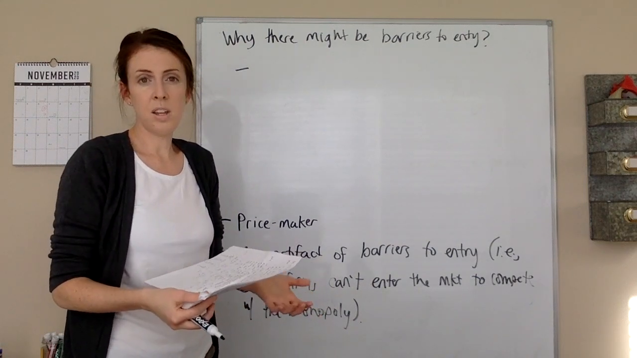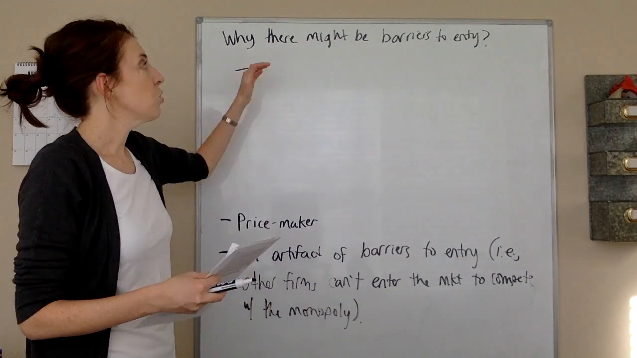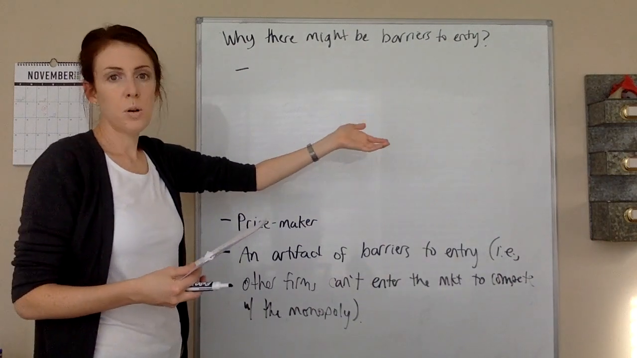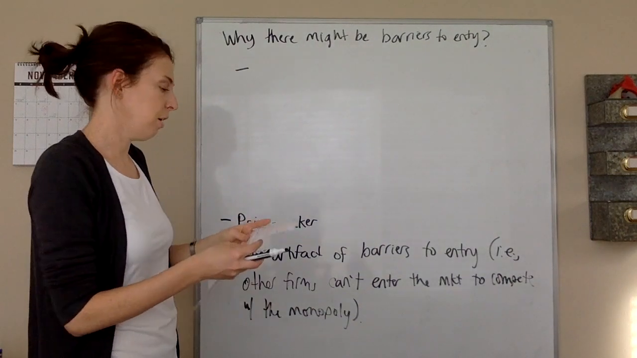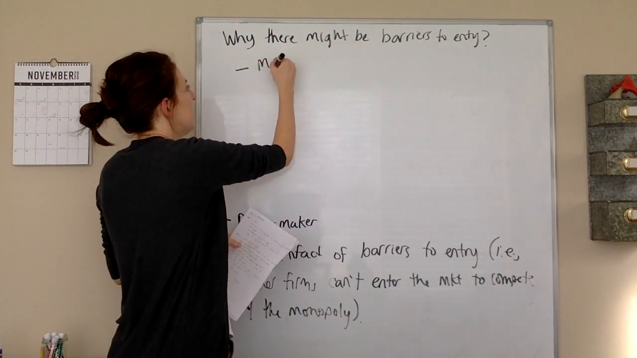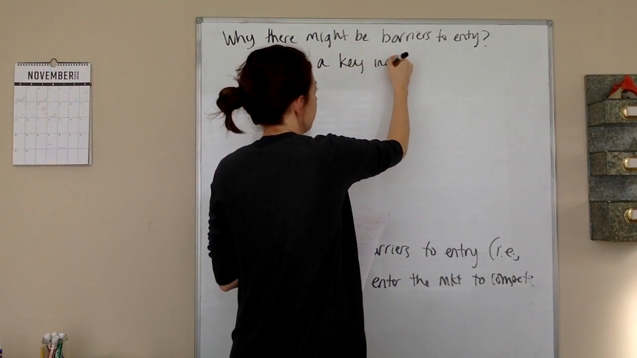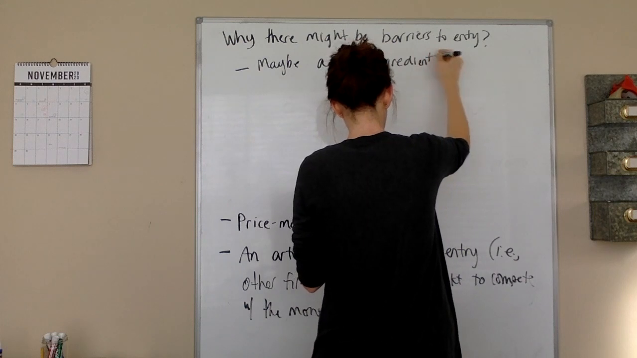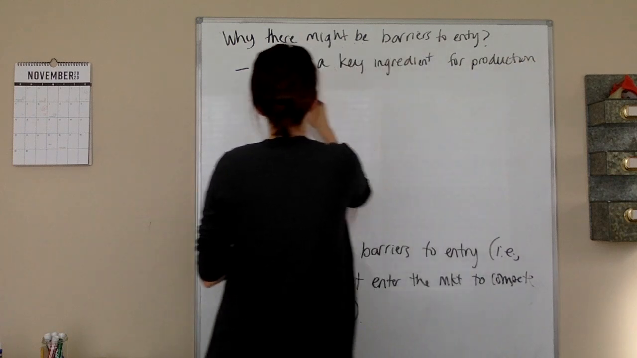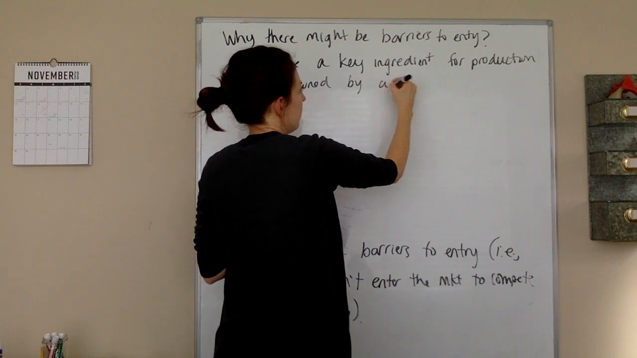No one else can come up with any other recipe that generates a baked good that's a good substitute. So that's one reason where there might be a barrier to entering that particular market, because no one else has the ingredients to become a seller of the product. Okay, so reason number one, or possibility number one, is maybe a key ingredient for production is owned by a single firm.